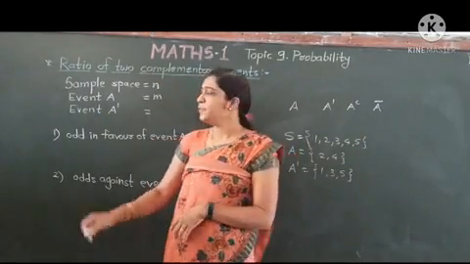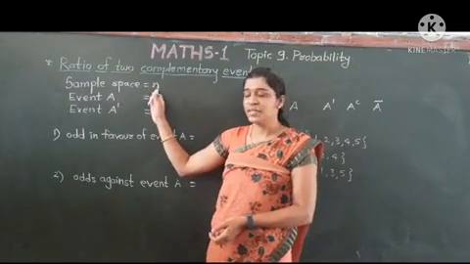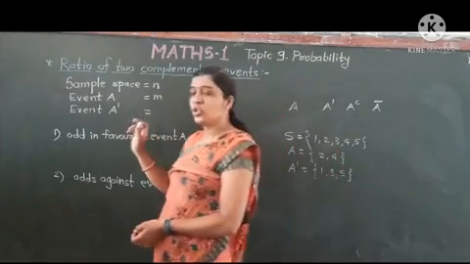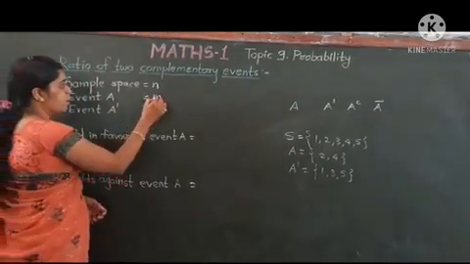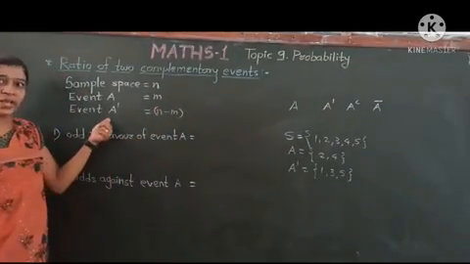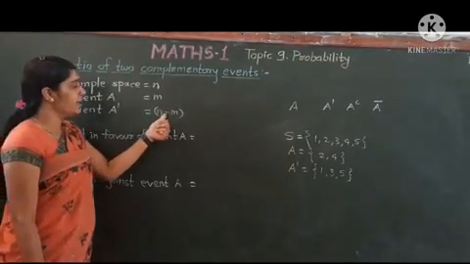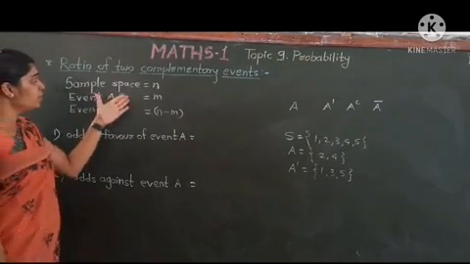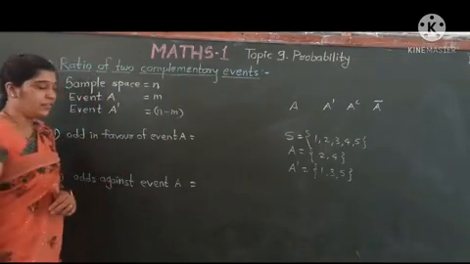Means the number of elements in A complement we calculate by n of S minus n of A. Similarly here, in sample space S there are n elements, in event A there are n elements. So the favorable event A dash becomes n minus n. Here event A dash has n minus n elements. Now, from this, we see the ratio of two complementary events.